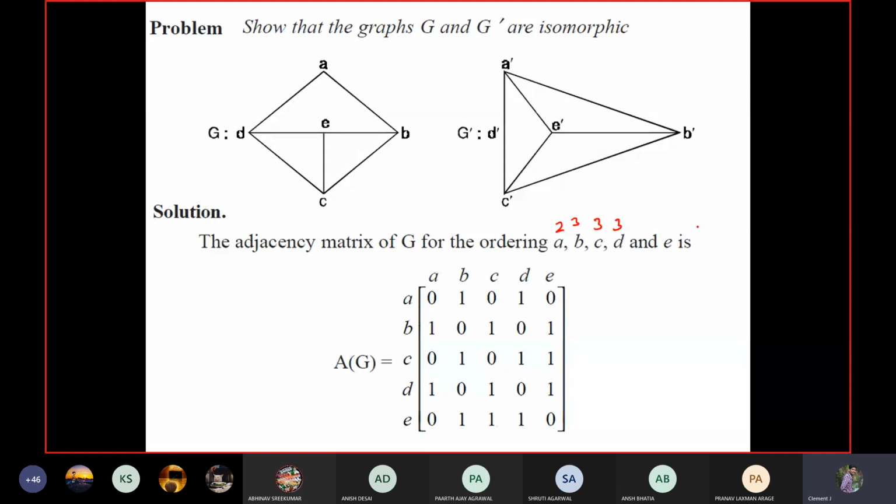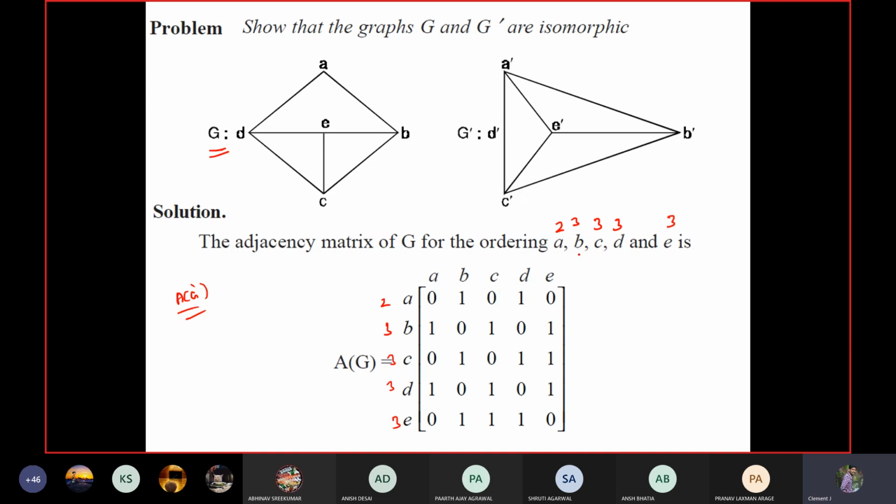Next, please stop me if anything I'm writing is wrong. Here, apart from the one remaining, all four vertices are degree-3 vertices. So first I am going to determine the adjacency matrix A of G in the degree sequence 2, 3, 3, 3. After that, I am going to check the adjacency matrix A of G dash. There also you should follow the same degree sequence when you write A of G dash.